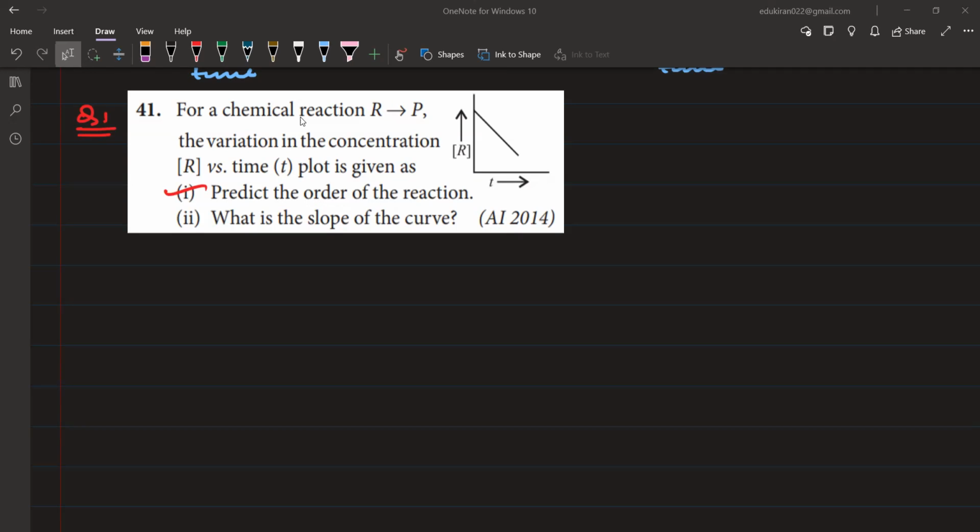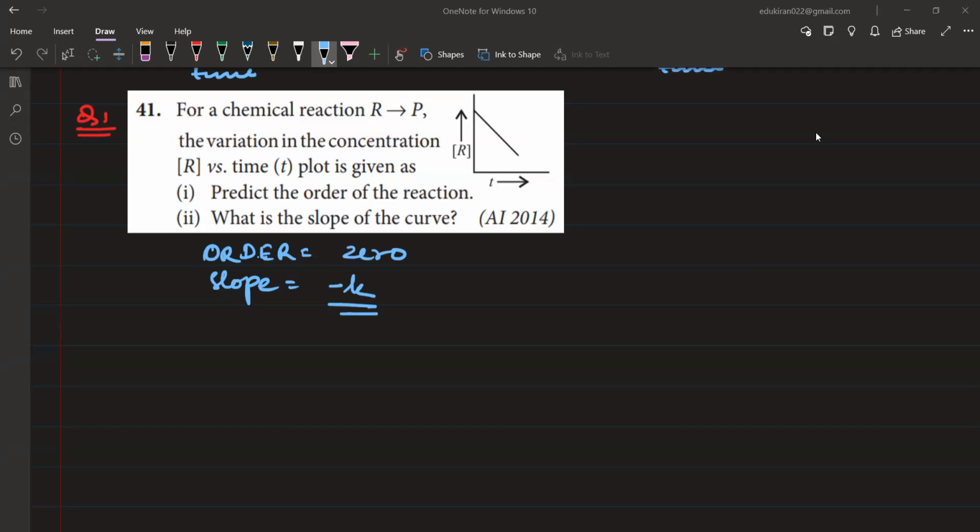Hamza, see what mistake you are making. Okay, I hope you have realized what your mistake is. This is the reactant, not the rate. If it were the rate, then you would get a plot like this. Fine. So the order will be zero order reaction, and the slope is equal to minus k.